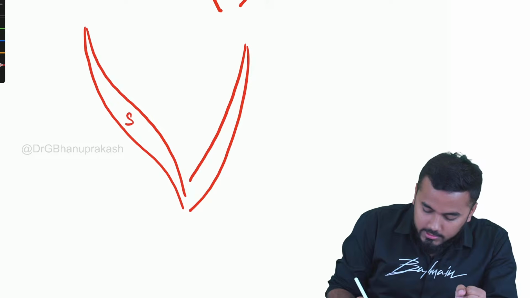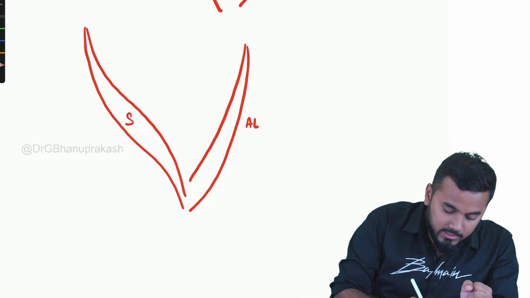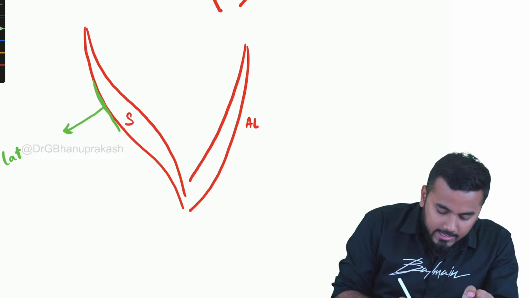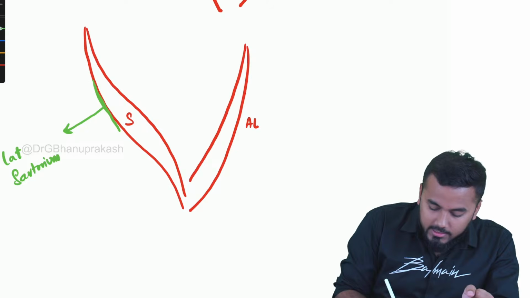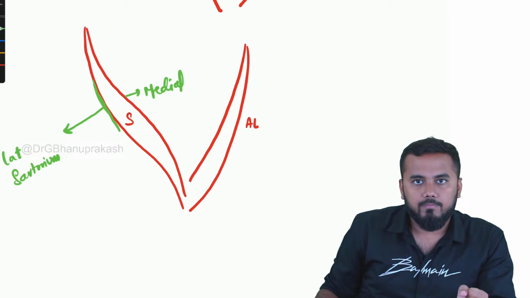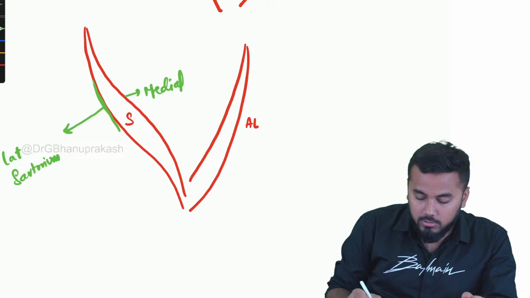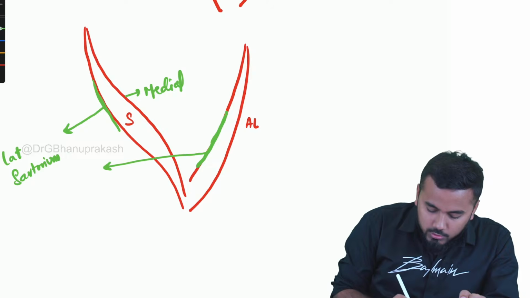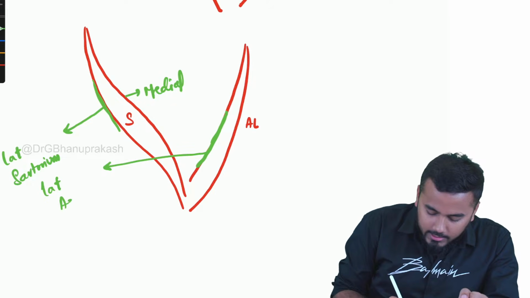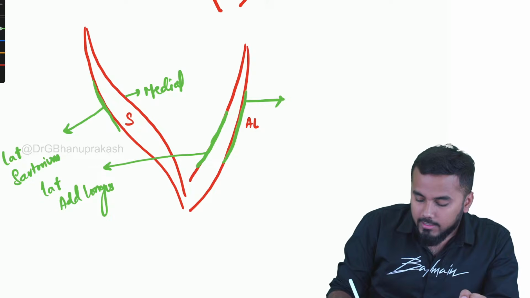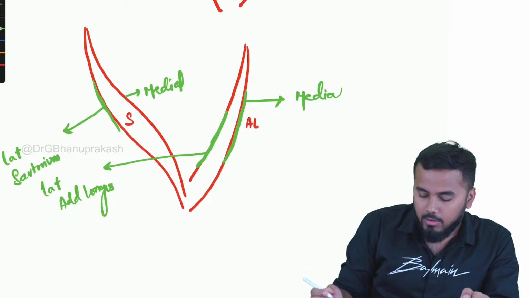Okay. Sartorius, Adductor Longus. Now within this Sartorius, this part is facing laterally, so it is called lateral part of Sartorius. Then this one will be medial part of Sartorius. Even in Adductor Longus also, this part is facing laterally, so it is called lateral part of Adductor Longus. And this part is facing medially. This is called medial part of Adductor Longus.